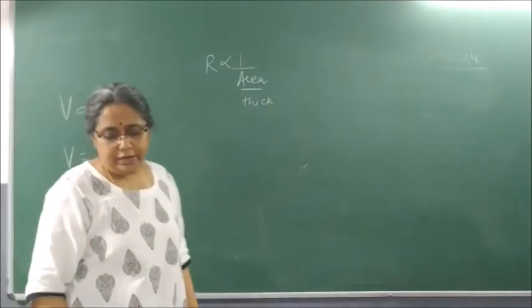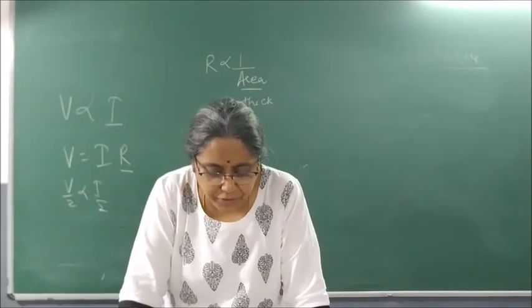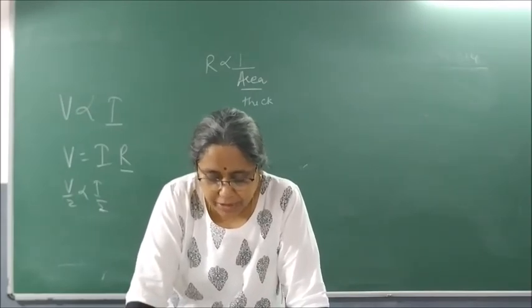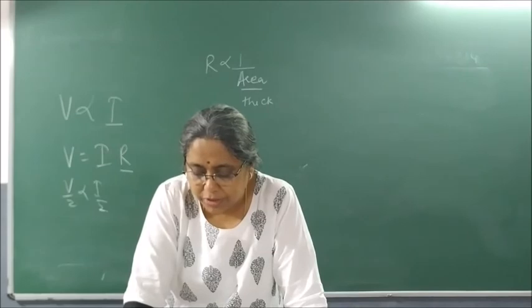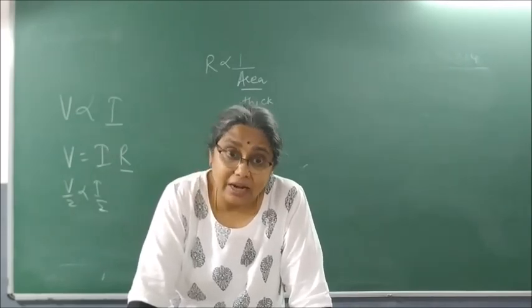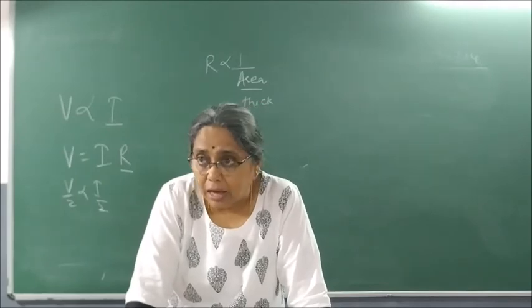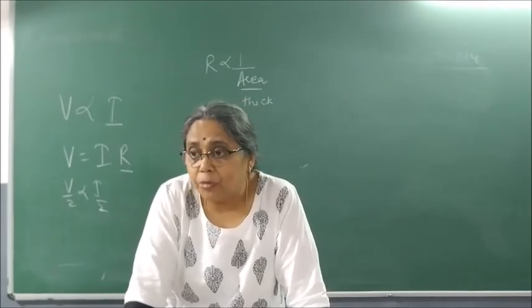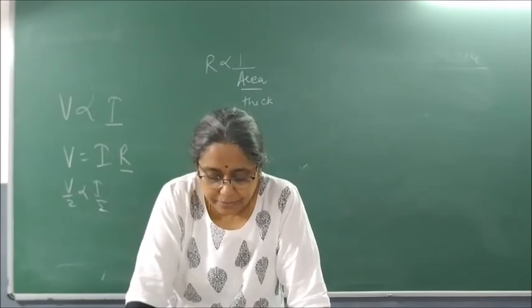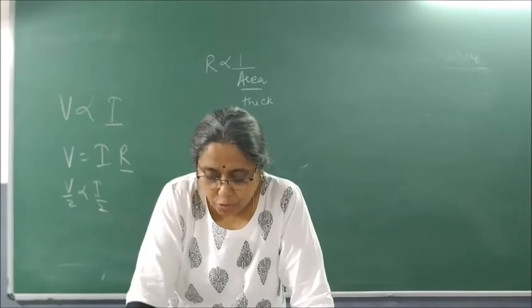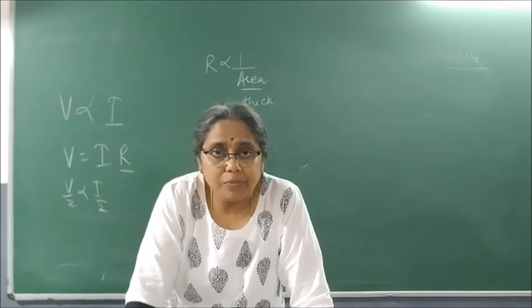You will write, if the resistance of the electrical component remains constant, while the potential difference across the two ends of the component decreases to half its former value, then the current also will become half, because according to Ohm's law, V is proportional to I.